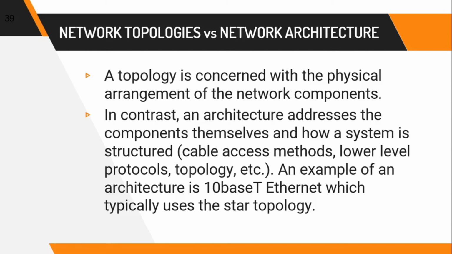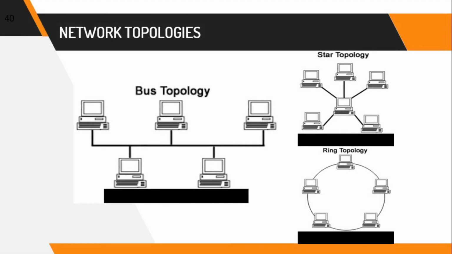An example of an architecture is 10BASE-T Ethernet, which typically uses the star topology. Network architecture is the design of a network or a computer network. So these are examples of our network topologies. We have the bus topology, we have the star topology, and we have the ring topology.